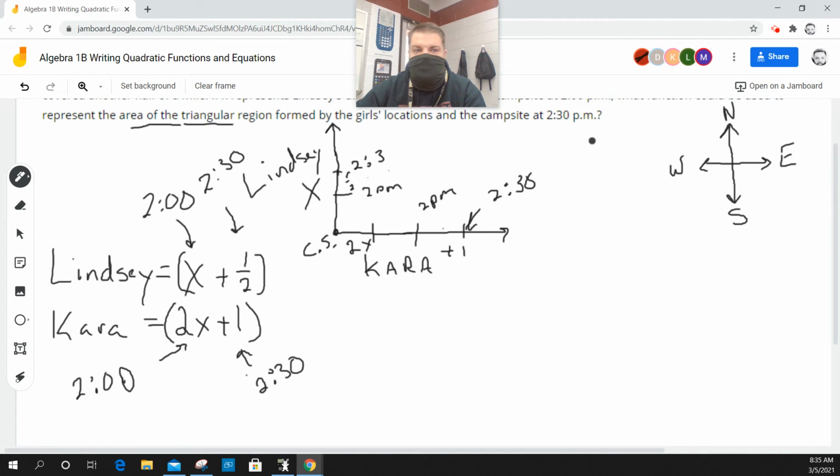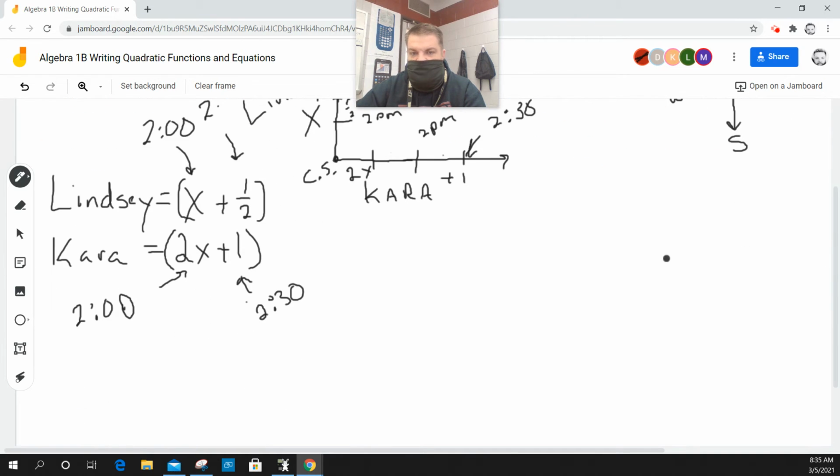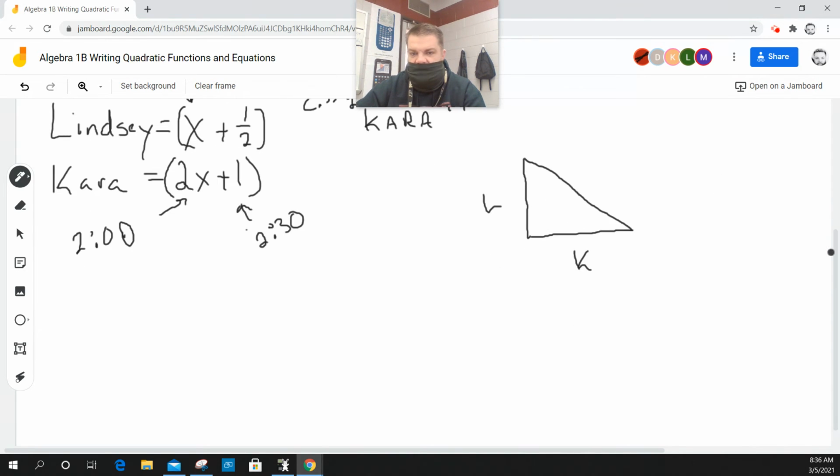The question is, what expression, what function could be used to represent the area of a triangle that the girls formed at this campsite? So what they're saying is, look, the girls formed kind of a triangle, right? This is Kara's path. This is Lindsay's path. And what's the area of this thing?